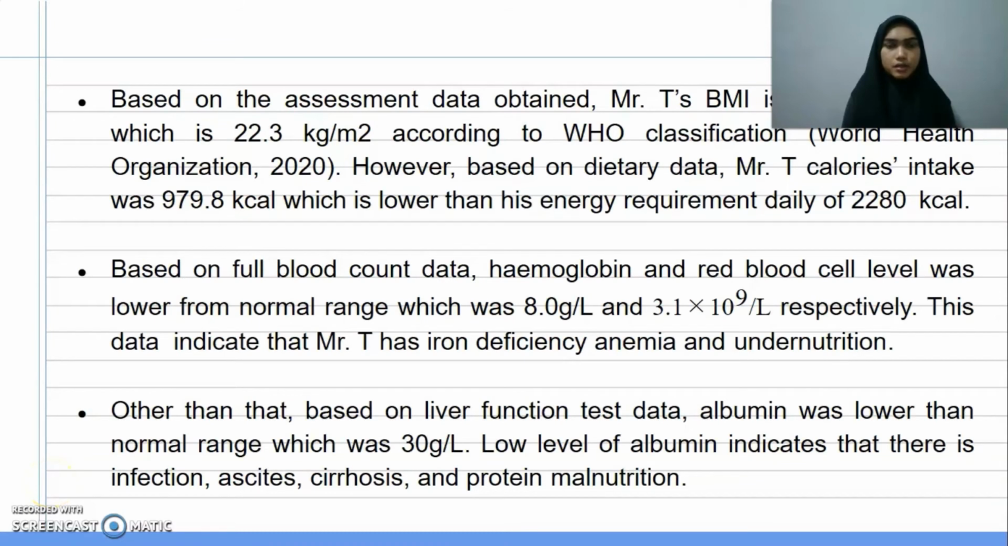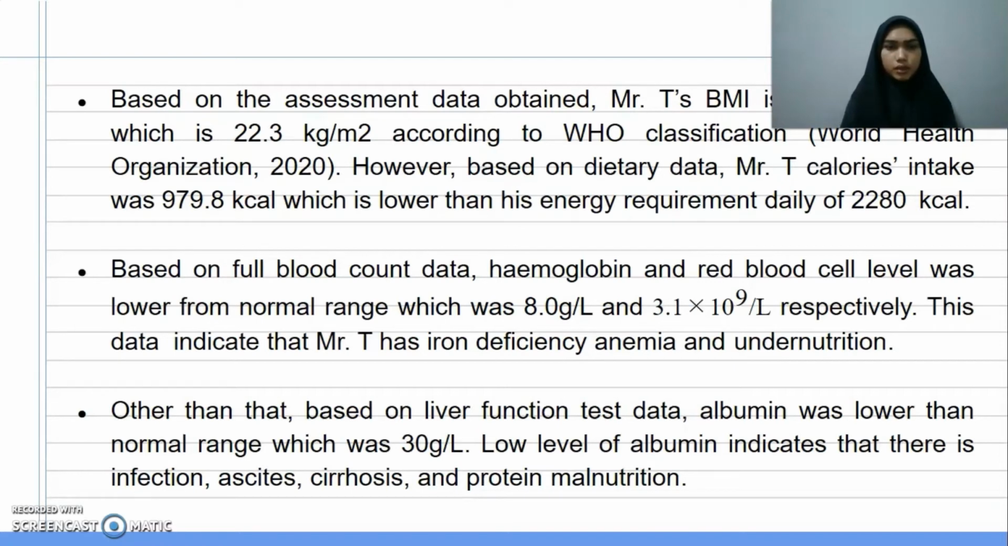Next, based on the assessment data obtained, Mr. T's BMI is in the normal class, which is 22.3 kg per meter squared according to the WHO classification. However, based on the data, Mr. T's calorie intake was 979.8 kcal, which is lower than his daily energy requirement of 2280 kcal.